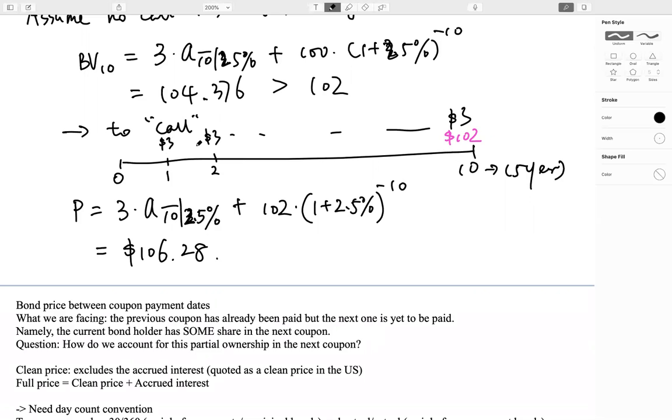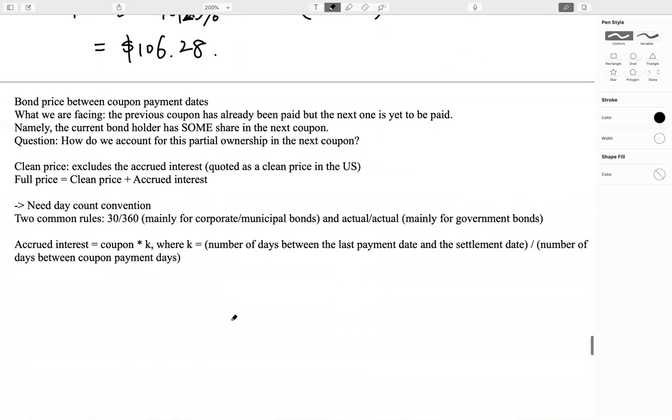Is it half-half? Right? Seems to be fair because $3 is for 6 months. I already owned it for 3 months. If I transfer this bond to another person, we should split it up by half-half, right? Each one gets $1.5 at time 2. But now I'm selling it at this point, right? I will need to do some kind of discounting of $1.5, right? So that's something we're trying to do.